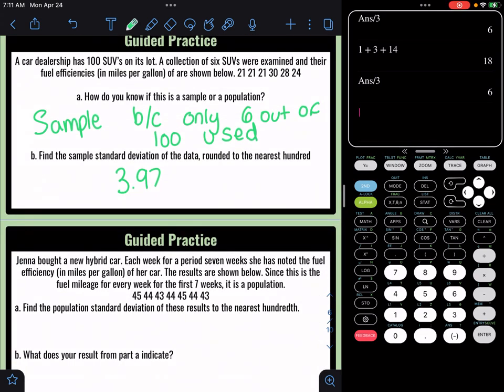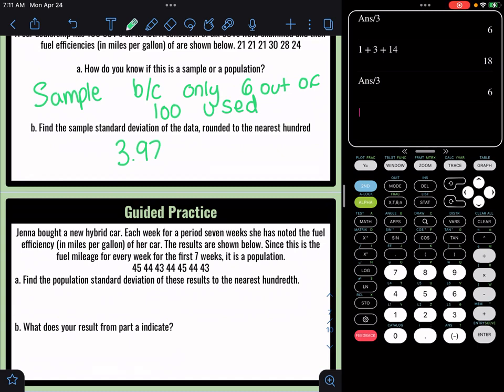Alright, let's look at this next one. Jenna bought a new hybrid car. Each week for a period of 7 weeks, she noticed the fuel efficiency in miles per gallon of her car. The results are shown. Since this is the fuel mileage for every week of the 7 weeks, it is a population.